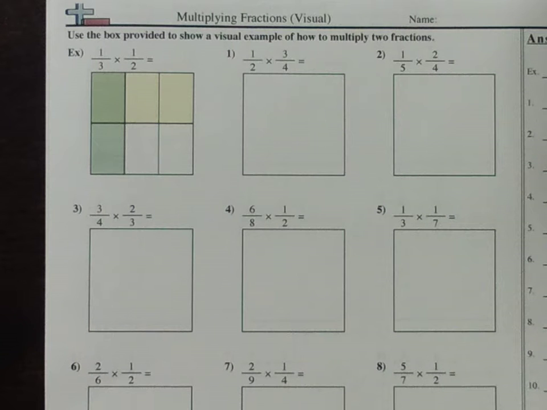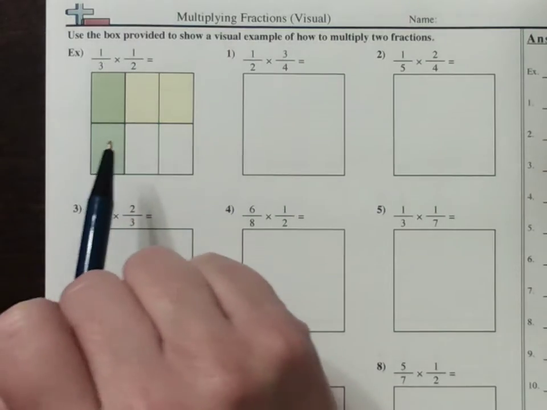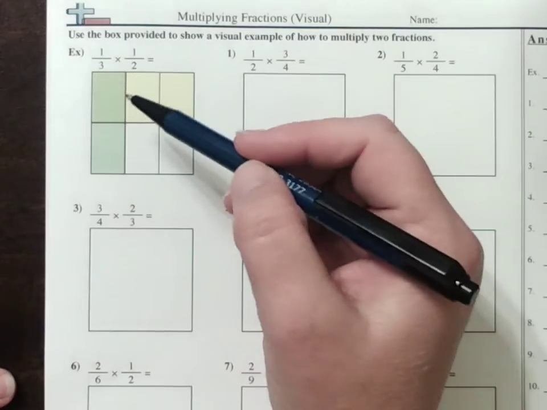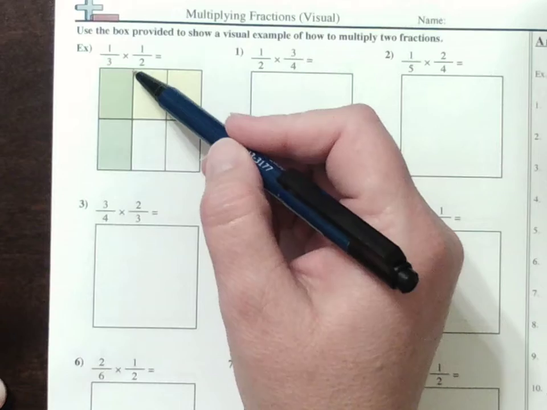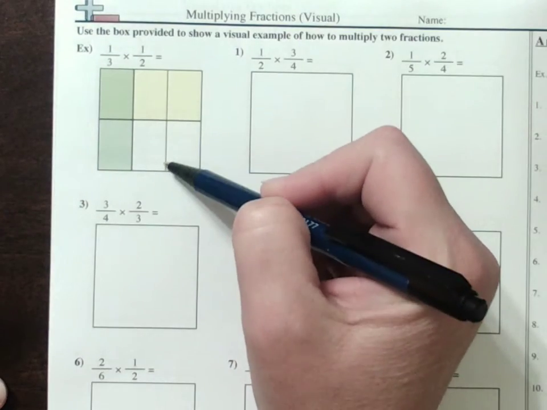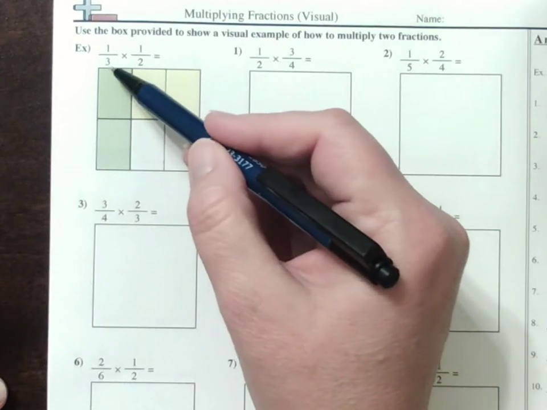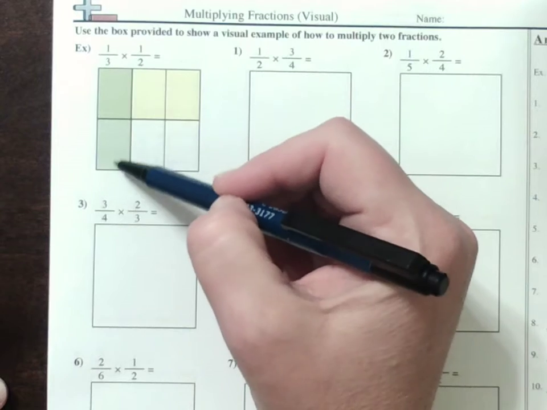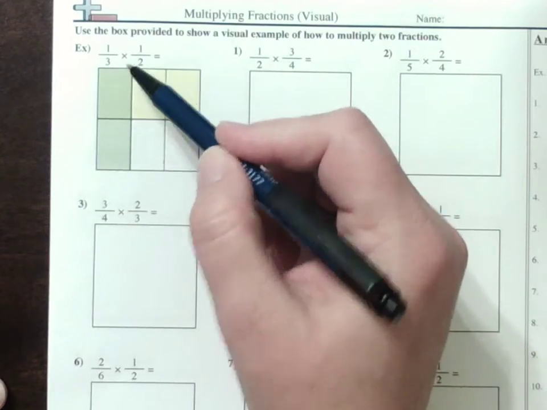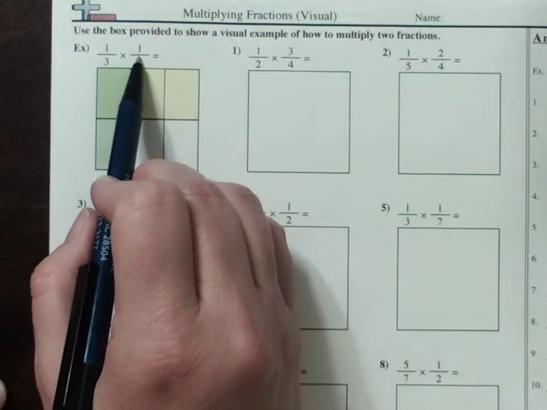Hi guys, today we're going to work on multiplying fractions using the area model. So if you can look at this first example, what you'll notice is that they split this square into thirds going up and down, and they shaded in one of them, and they shaded from the top to the bottom. And then going left to right, they split it into half.